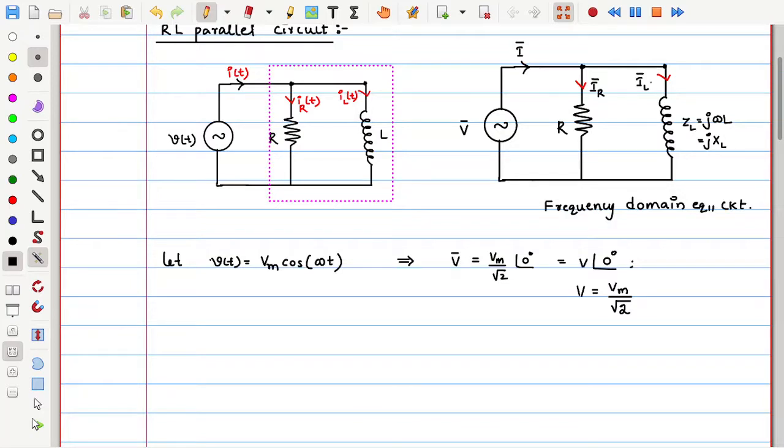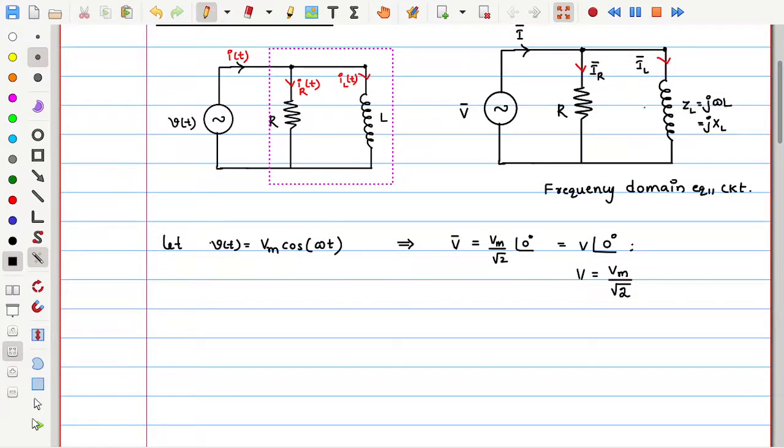Once we know the voltage across this entire combination, can I say the current through the resistor and the current through the inductor as follows? The current through the resistor, IR bar, is equal to the voltage across this element divided by its resistance, which is V bar divided by R. V bar is V at an angle 0 divided by R, which is equal to V by R at an angle 0.